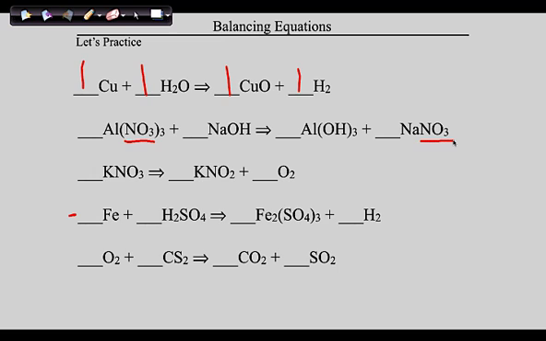3. How many do we have over here? 1, so we need 3. So we put a 3 there, and now we have 3 nitrates. Now guys, let's go to the next element. The next element that we see is sodium. How many sodiums do we have on the left? 1. How many sodiums do we now have on the right? 3, because this is 3 sodiums, so now we need 3 here, so we need a 3 in front of the sodium. Now we move on, and we look at the oxygen.